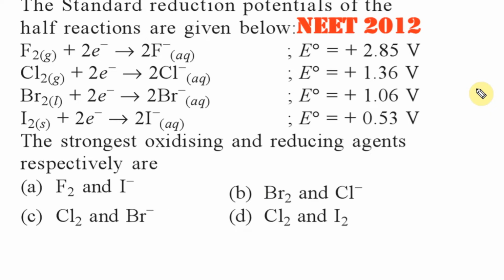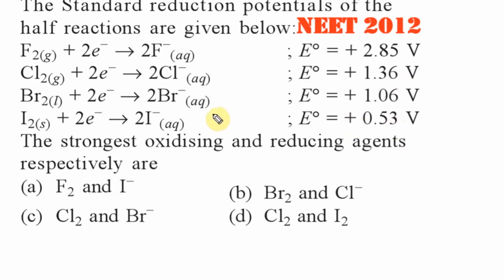This is a NEET 2012 problem. Here they have given you the standard reduction potentials of 4 different half cells. A couple of things we want to see: all of them are given as reductions, that's good, and they are actually given sequentially. You see it goes on decreasing. Now they are asking what the strongest oxidizing and reducing agents are. First thing we want to do is make sure that they are given in proper sequence. Here all of them are given as reduction. That's good. It can be given as oxidation also, as long as all of them are oxidation, but reduction is better. The second thing to check is whether they are in a sequence. So 2.85 is greater than 1.36, which is greater than 1.06, which is greater than 0.53.